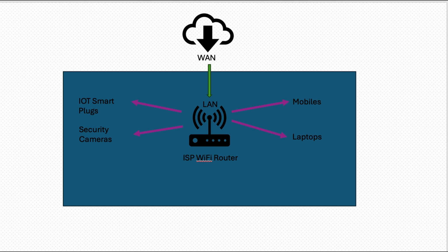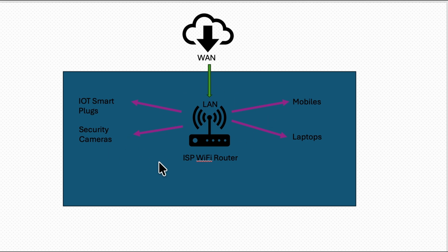The ISP modem or the router is directly connected to the internet, and every device in my home was connected to the same LAN network. So this is my LAN network, which is your local area network, and I'm getting internet from the WAN. This is how traditionally all homes are. So be it your phones, laptops, smart TVs, IoT devices, even your CCTV cameras that you think only you have access to, everything else are all sitting in one flat network.